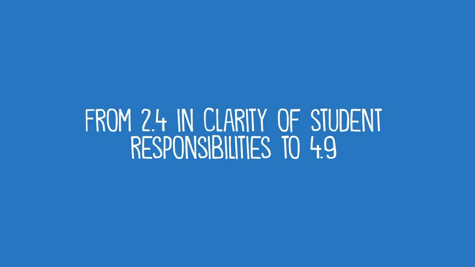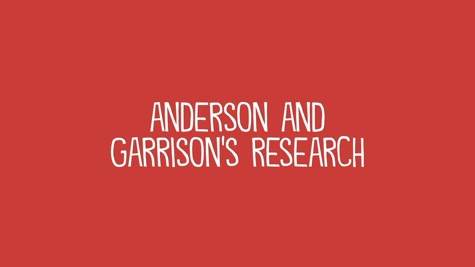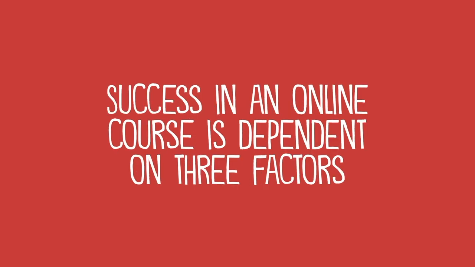And then from clarity of student responsibilities, it went from a 2.4 up to a 4.9. There's a lot of research behind this. Anderson and Garrison's research suggests that success in an online course is dependent on 3 factors.